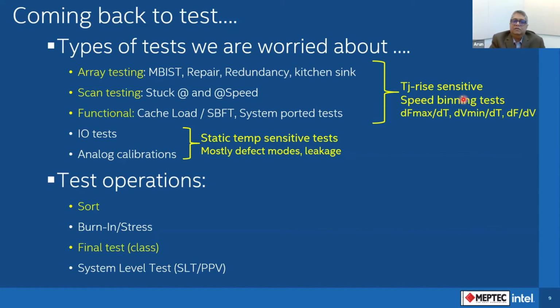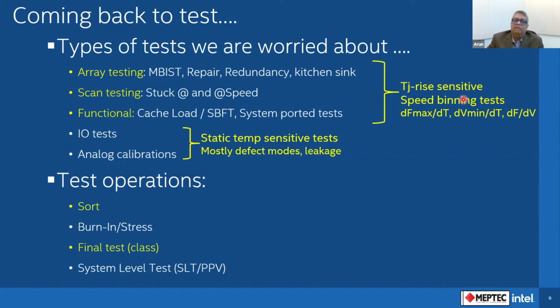Coming back to test. What tests are we worried about? We have array tests, scan test, functional test. These are the fundamental tests for any silicon manufacturer. We have IO test and analog calibration, but these are static temperature sensitive tests. Means you test at 100, you test at 90. Yes, there is some variation, some defect modes, leakage variation and all those things. But these are not the ones which are really going to kill your product.